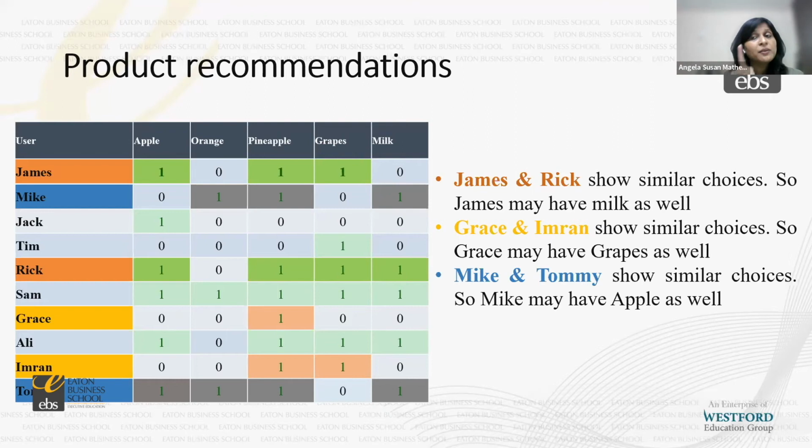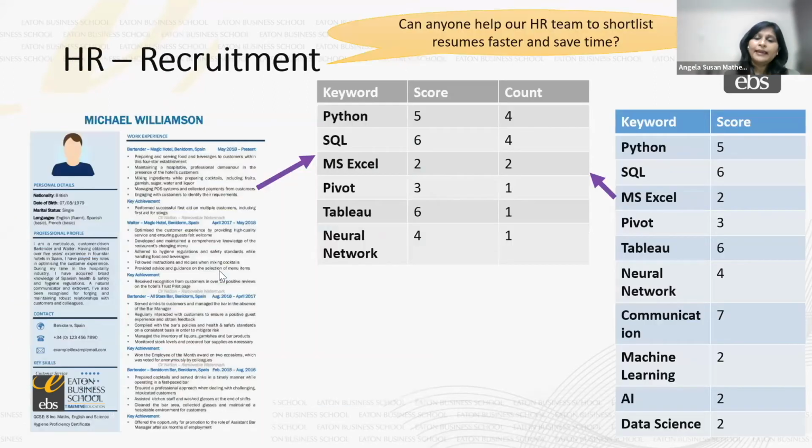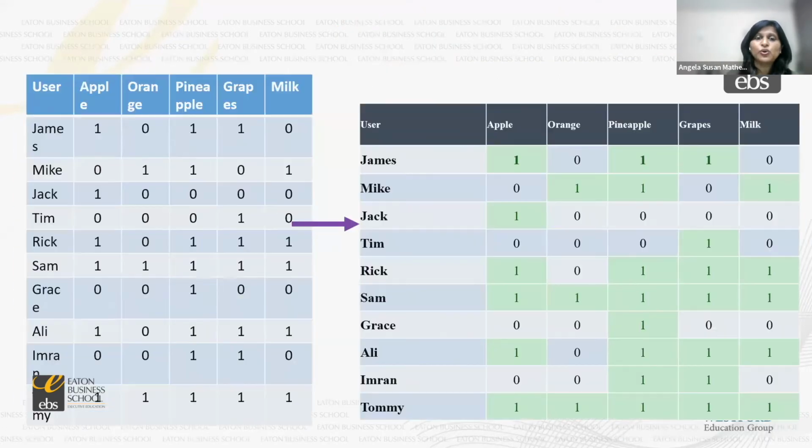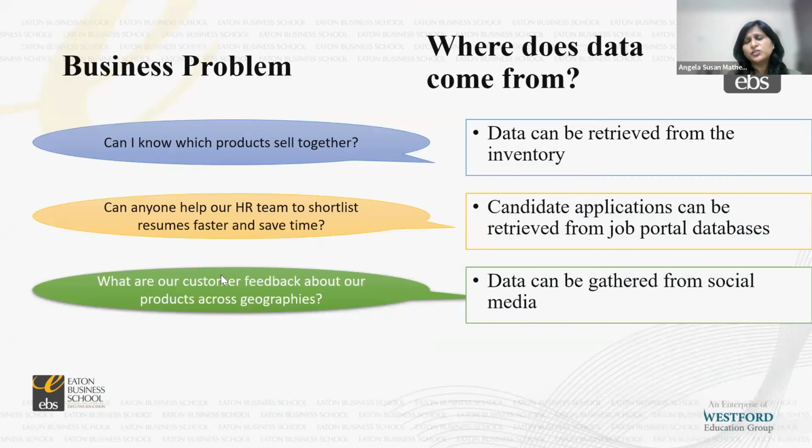That's what I said. Most of the cases, these items which are picked up together go beyond our intuitions. We only imagine bread and jam and butter to get sold together. But what could be actually happening is the case of diapers and beer cases. That only data can tell you. Now, in the HR case, Spectre wants to know, Ravola Retails is huge. All right, look at the question. So can anyone help the HR team to shortlist resumes faster and save time?